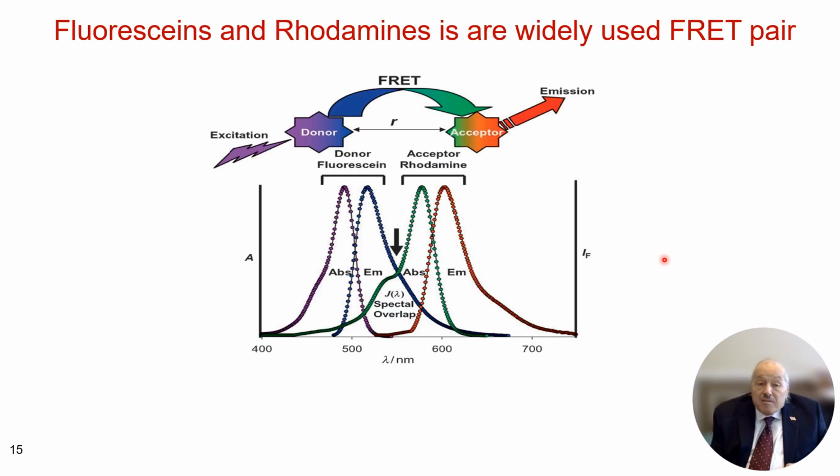I would say fluoresceins and rhodamines are the most widely used FRET pairs. As you saw in an earlier slide, they're available over a range of wavelengths, or at least the rhodamines are. There's not as many fluoresceins. And you can always find a pair with good spectral overlap. So you can do a FRET experiment where the fluorescein is excited and the energy is transferred to the rhodamine acceptor.